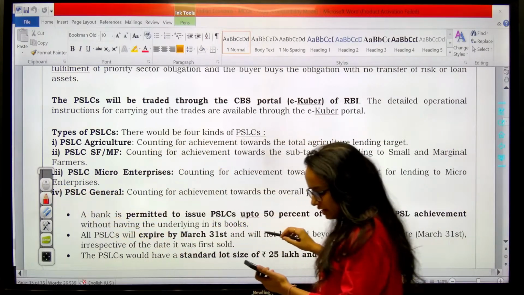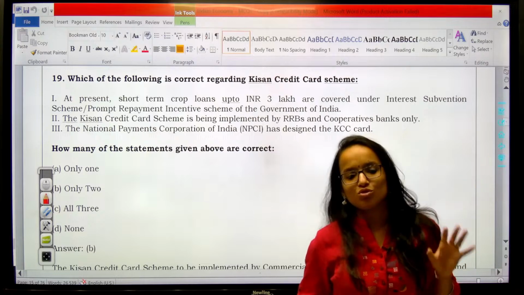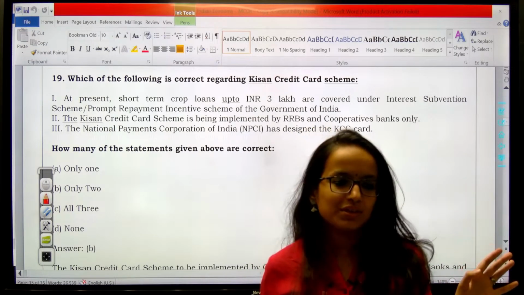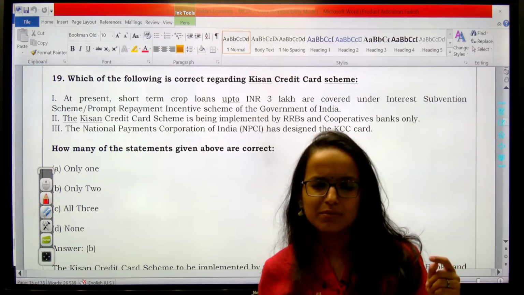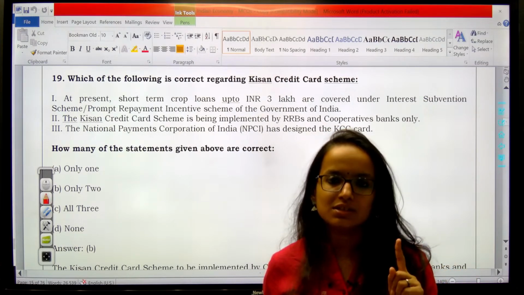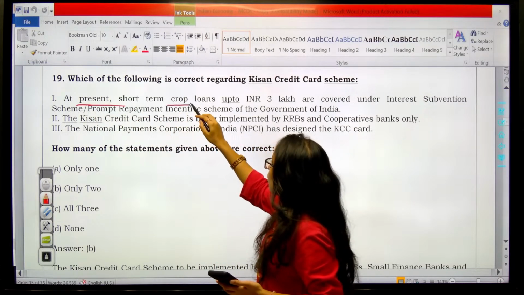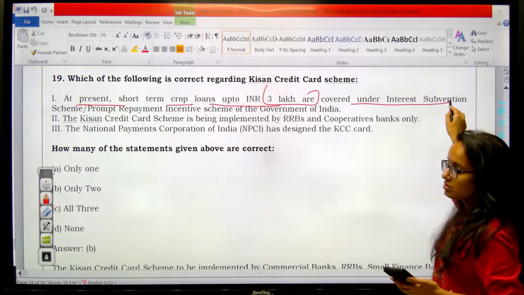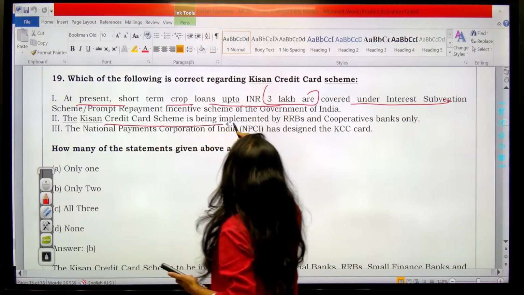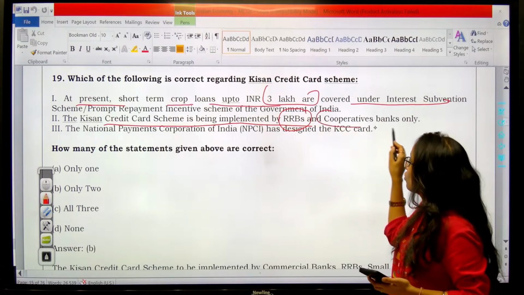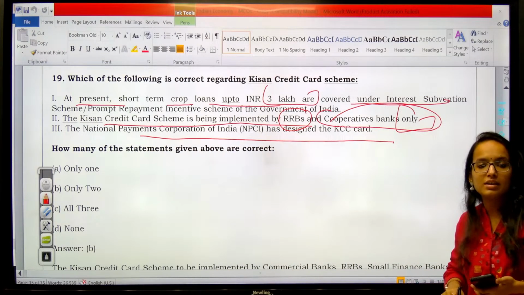Now, moving ahead with question number 19. Another important scheme, Kisan Credit Card, seems to be one of the most favorite areas of UPSC. I am telling you, number of times they have asked questions on KCC. I think in last year's paper, either in 2022 or 2023, they have also asked KCC. Okay, so it is regarding your Kisan Credit Card scheme. These are your statements. Tell me the right answer. First says, at present short term crop loans up to 3 lakh rupees are covered under the interest subvention scheme or prompt repayment incentive scheme of the Government of India for Kisan. Okay. Second, Kisan Credit Card scheme is being implemented by regional rural banks, RRBs, and cooperative banks only. Third, National Payments Corporation of India has designed the KCC card. What is the right answer?